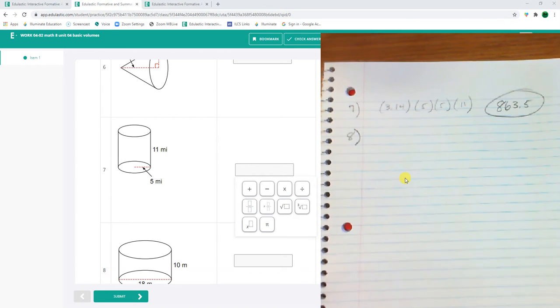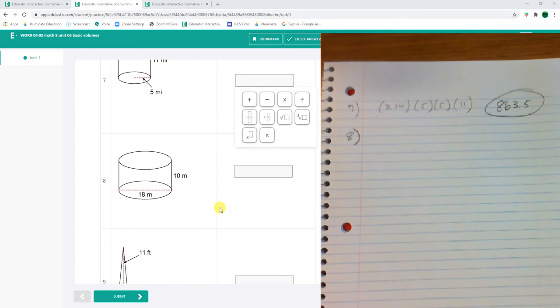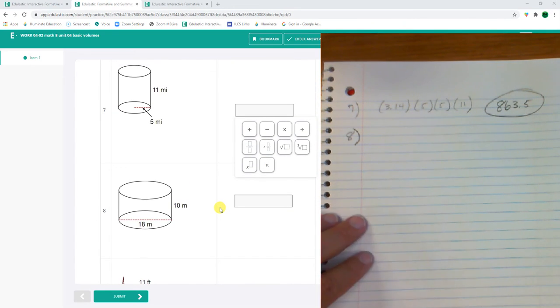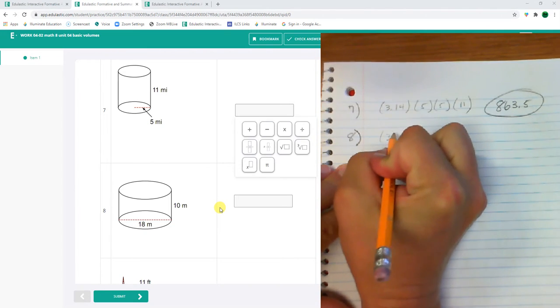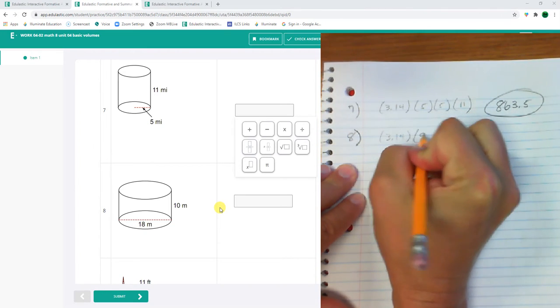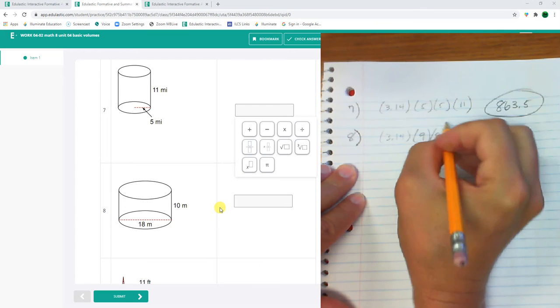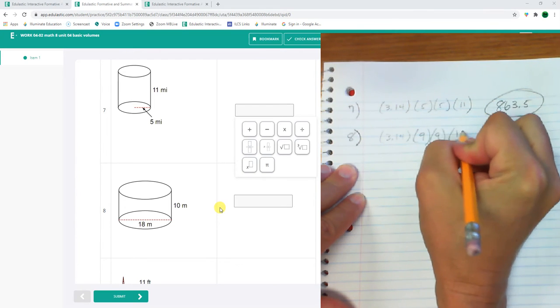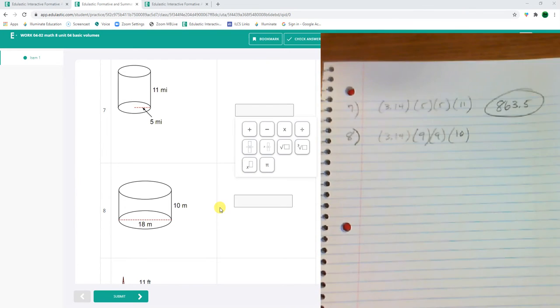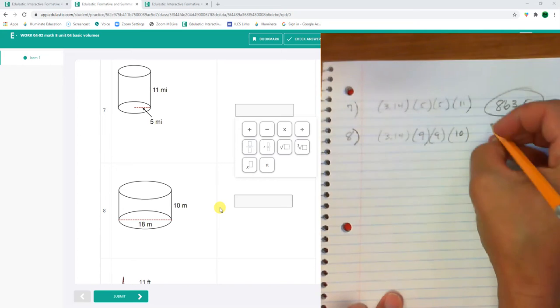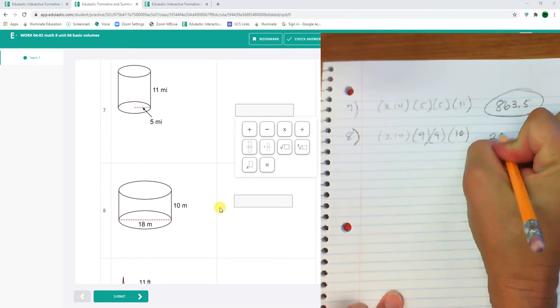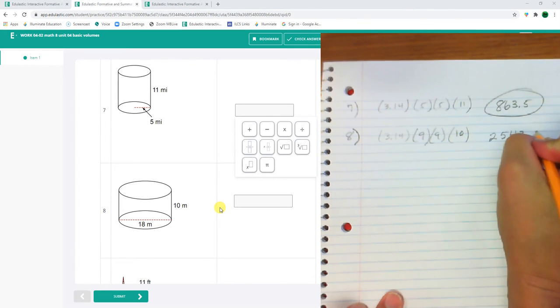Number 8, another cylinder. So the radius is 9, so we're going to go 3.14, 9 times 9 times 10. So 2,543.4.